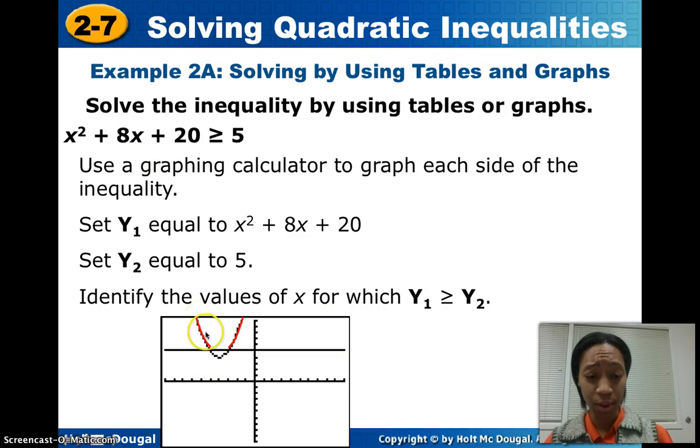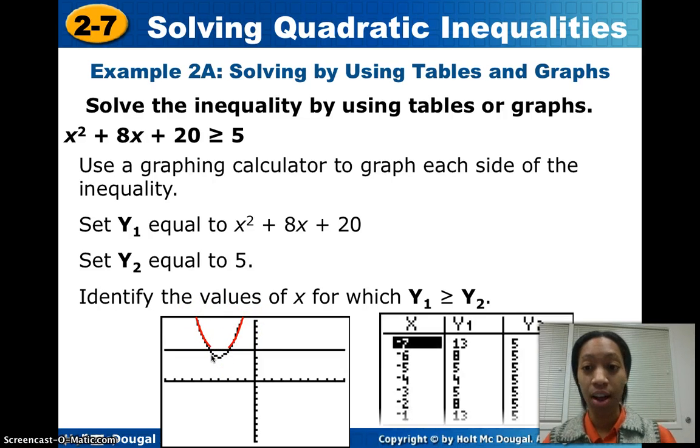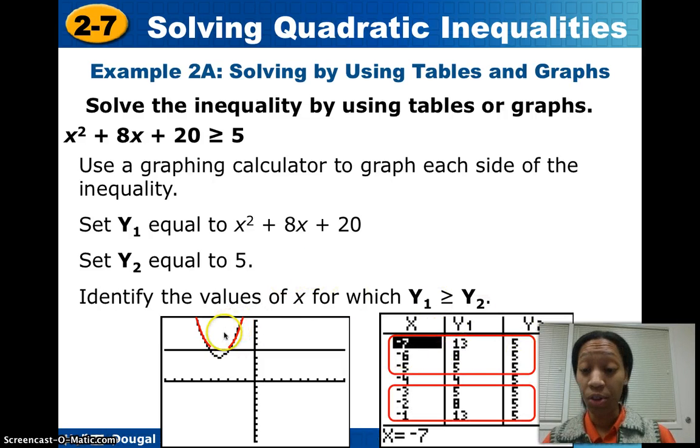And the parabola is greater than 5 on the places that I've colored in here in red. That's where the parabola is greater than 5. So if you look at the t-table for that, that's all the values. So let's see, that starts right here at negative 5. So it's going to be everything less than negative 5, and right here is negative 3. So we want the values that are greater than negative 3.